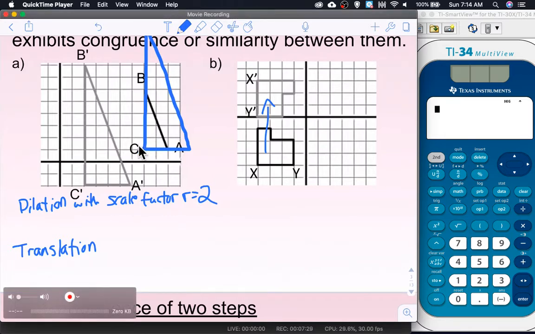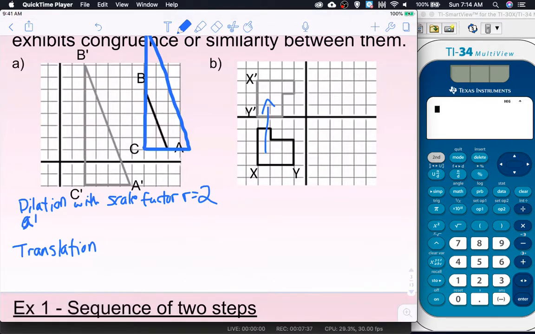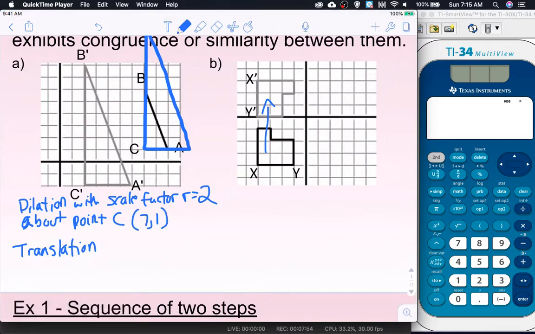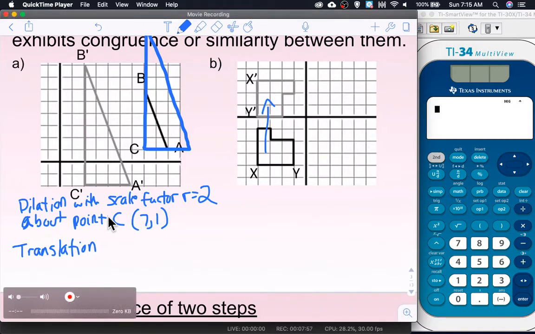So I'm keeping this. I'm going to dilate with a scale factor of 2 about point C. I'm going to use that because it already has a name. If it didn't have a name, I would say about point 7, comma 1. It's still point C, it's just a little better. So now we have the perfect dilation. Everybody in the world can follow this. They took this and dilated with a scale factor of 2. It's 2 times as big from that point.